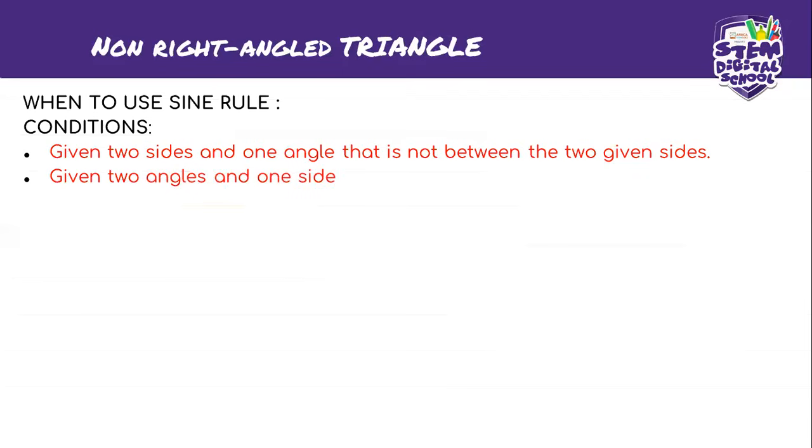Another condition for us to use the sine rule is when we are given two angles and a side. So if you come across a triangle that has two angles and one side, then in that case, we are also going to use the sine rule to calculate a side or an angle, right?